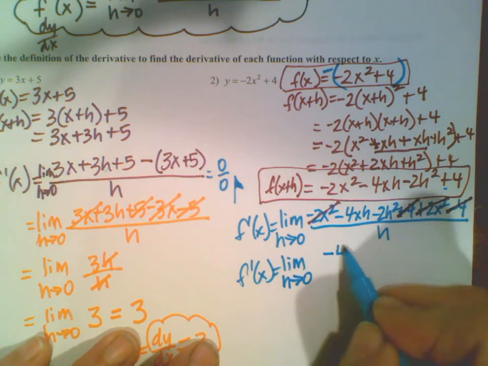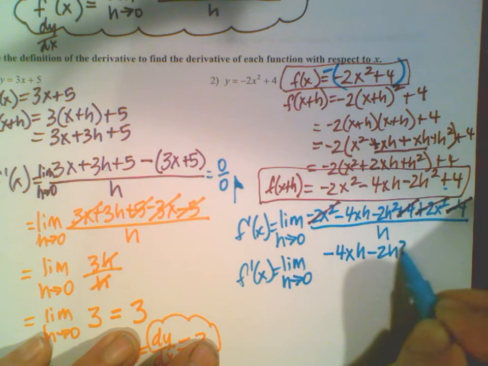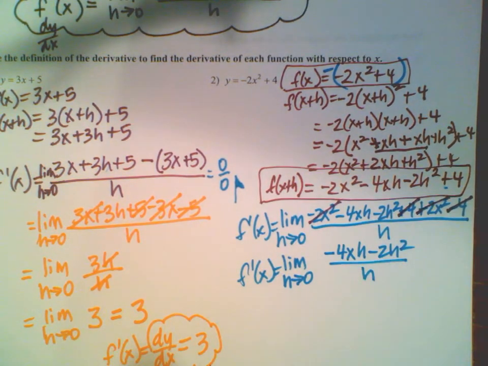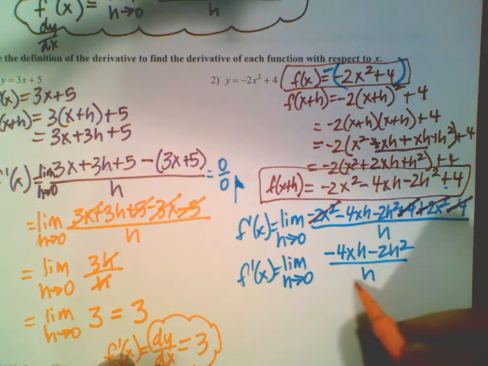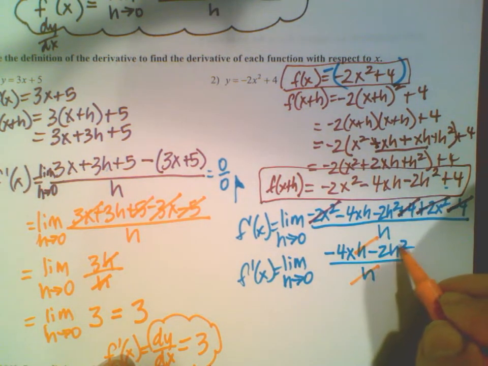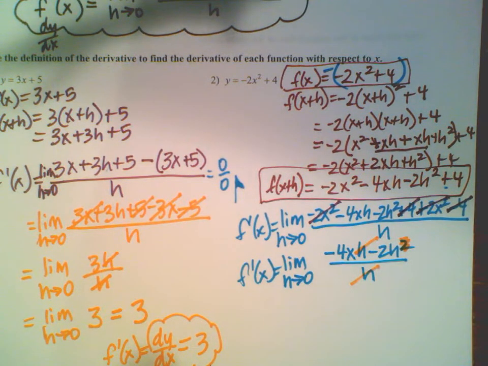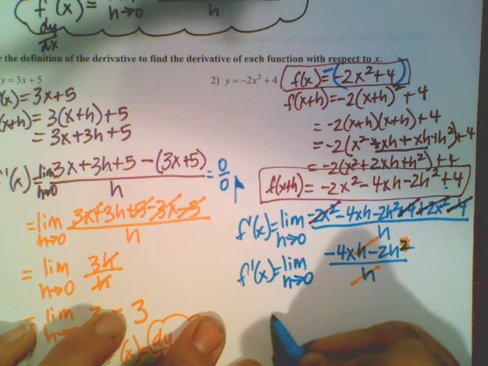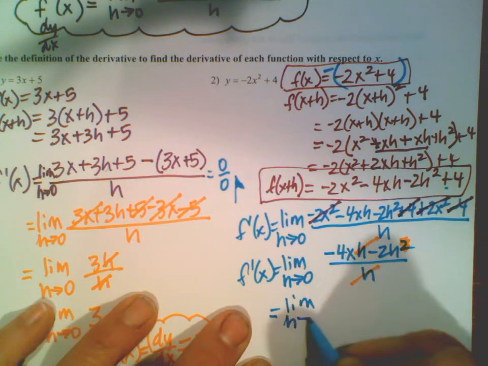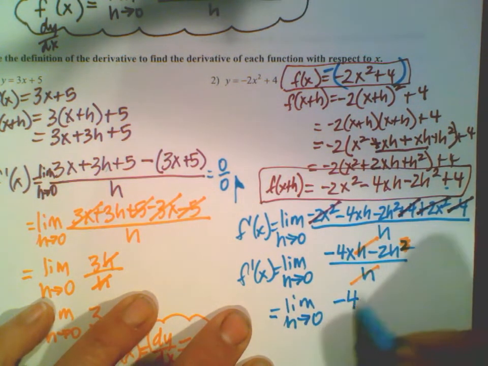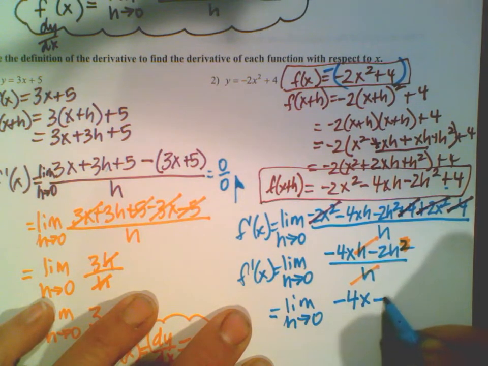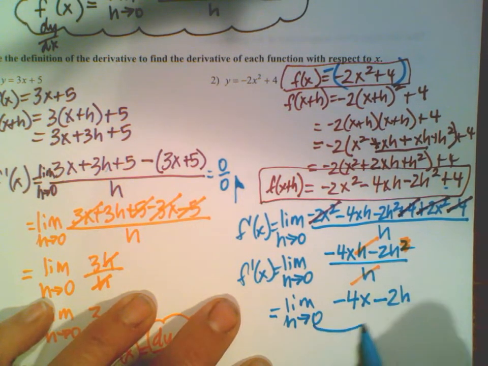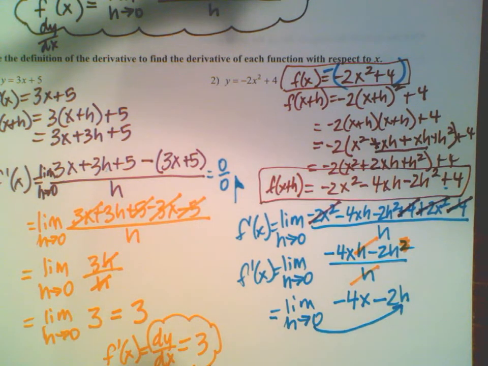So I'll be left with negative 4xh minus 2h squared over h. And what this allows me to do is cancel out the h. Just like we did in this last problem, I'm going to cancel out the h in every term. So h is gone, and then one of these h's is gone, so I can just get rid of that too. So now I'm left with the limit as h approaches 0 of negative 4x minus 2h. And now I'll take my limit by plugging 0 in.